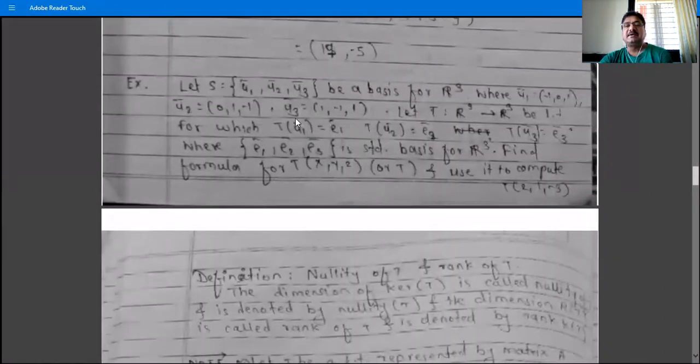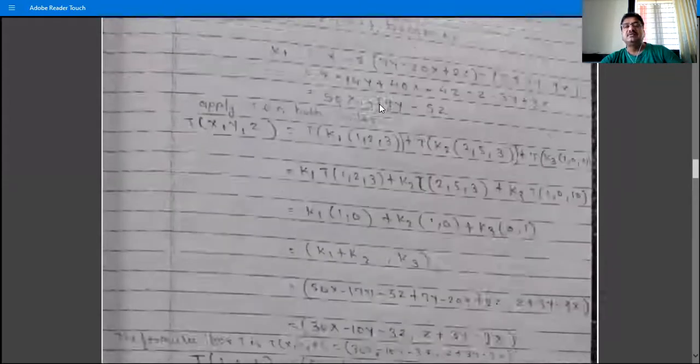This is again the same type of example. u1, u2, u3 are given, and we have to find the formula for T. T of u1, T of u2, and T of u3 are given. T of u1 is e1, meaning (1, 0, 0), e2 means (0, 1, 0), and e3 means (0, 0, 1). So then we express (x, y, z) as a linear combination of u1, u2, u3.